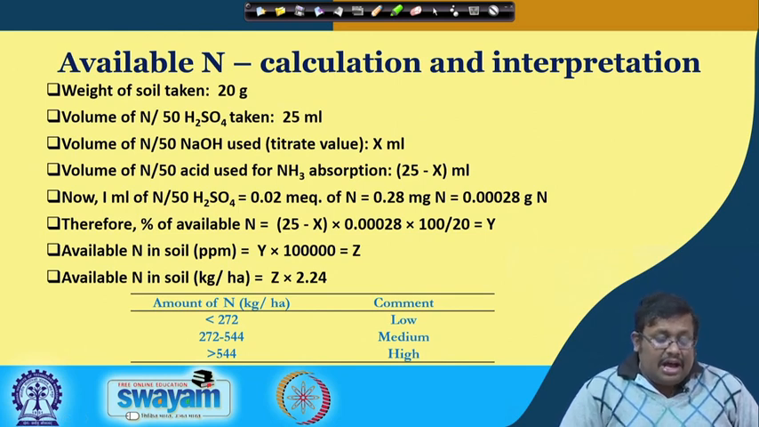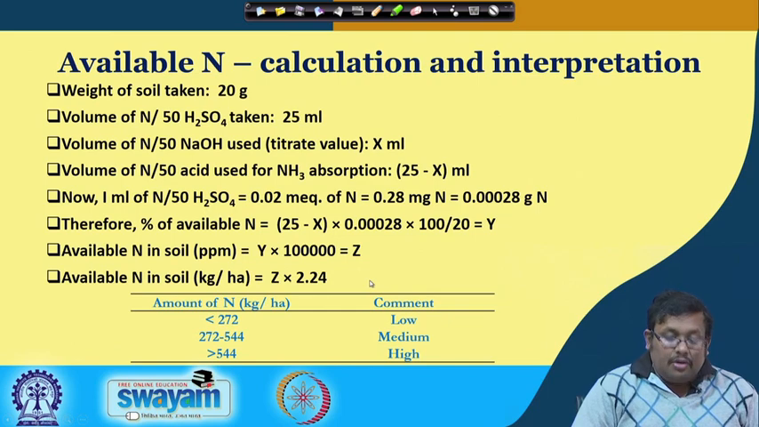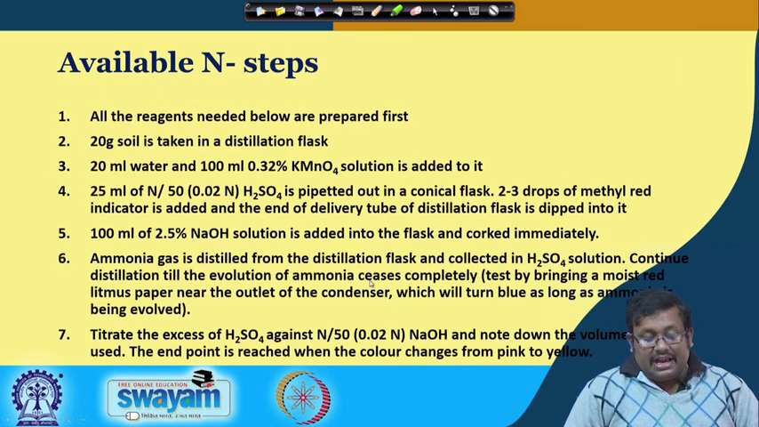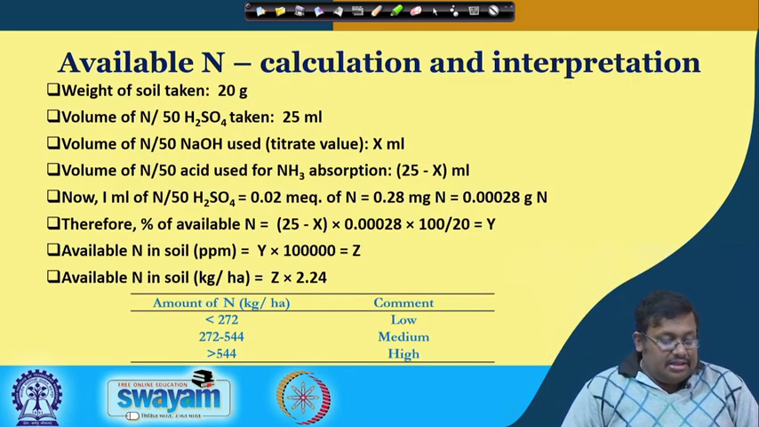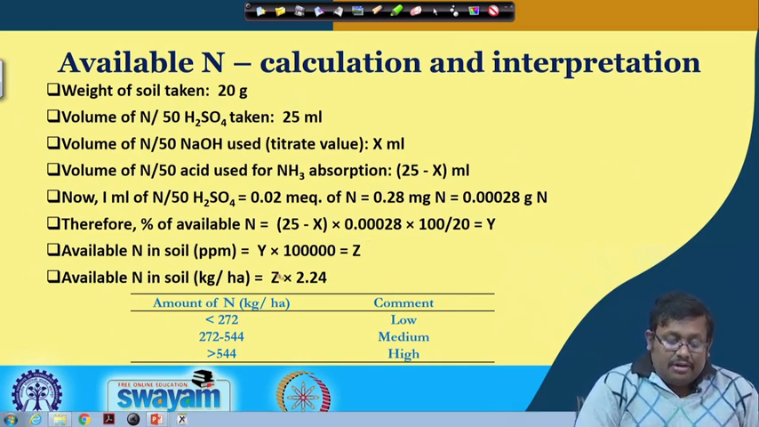Let us see these calculations. I have already given the calculations, so you can correlate the previous slide with this slide and see how we calculate the available nitrogen, first in ppm. And obviously, this is one point I would like to mention here.